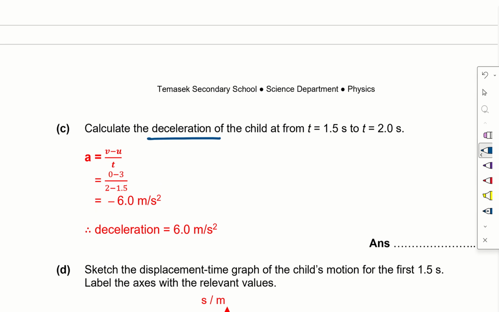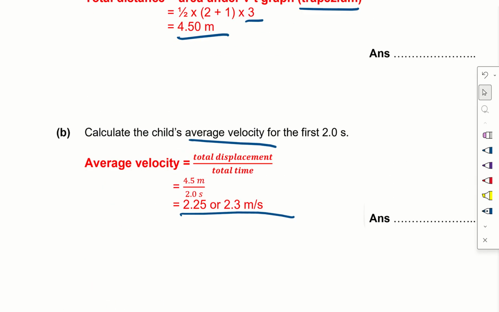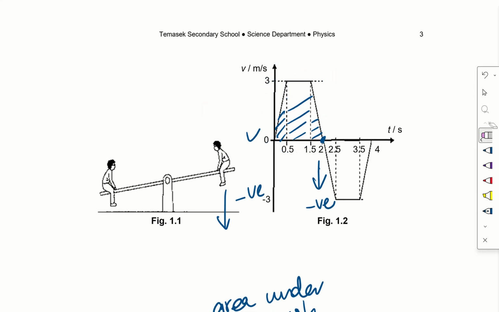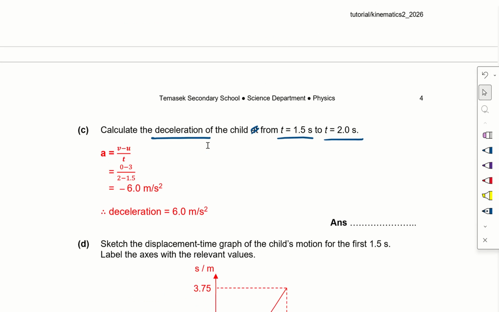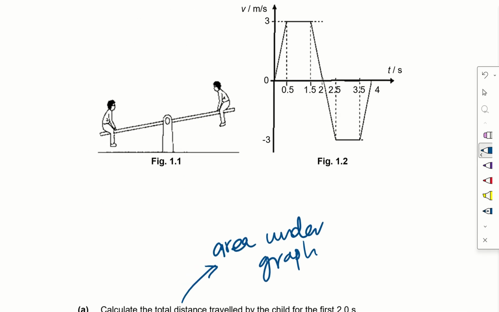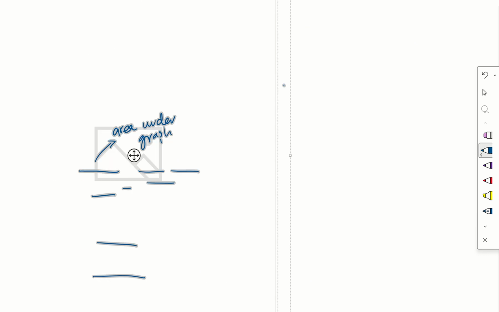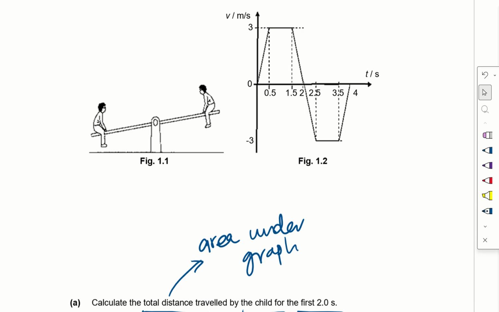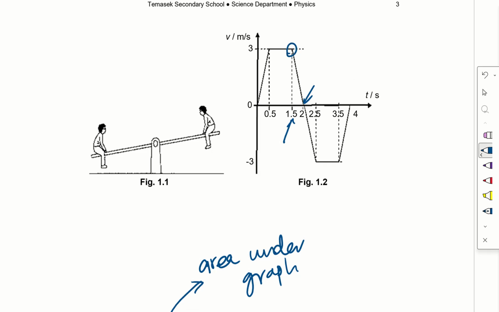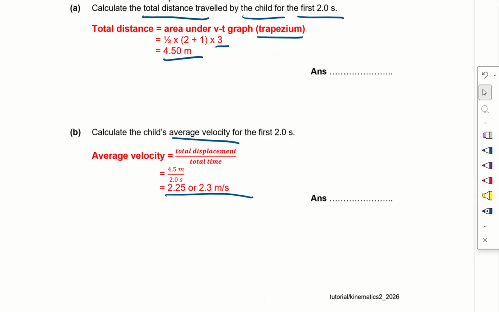Now calculate the deceleration of the child from t equals to 1.5 seconds to t equals to 2 seconds. So let's take a look at the graph, because this is testing us on the other concept whereby the gradient represents acceleration, right? So they want us to calculate the deceleration. That means the child is slowing down from t equals to 1.5 to t equals to 2 seconds. So let us take a look. 1.5 is over here, and 2 seconds is here. So the velocity actually went from 3 to 0, right?